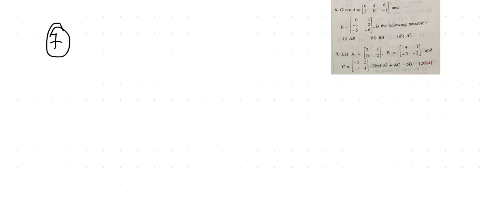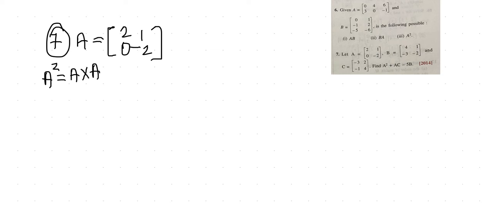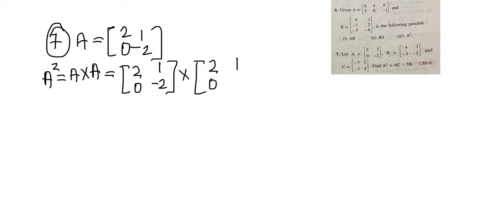So in question number 7, they have given you what? A matrix. So A is equal to 2, 0, 1, minus 2. Okay, and then I'll be finding out what? First A square. So A square will be equal to what, children? Clearly it is equal to A into A. So this in turn will be equal to 2, 0 and then 1 and minus 2 into 2, 0, 1 and minus 2.